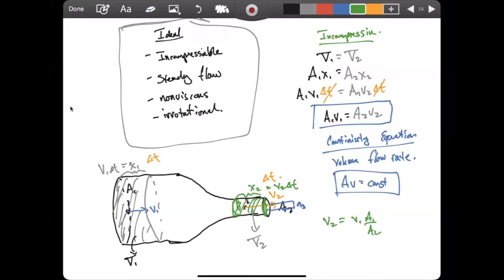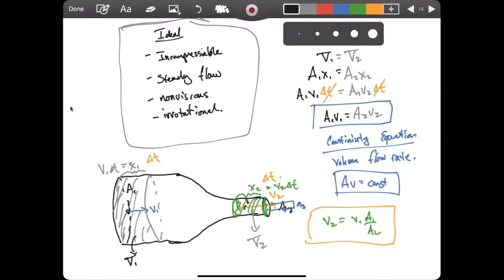Right? So that's what it says. So ultimately, what does this say? If I go back to my original A times V equal to a constant, if A goes up, V has to go down to preserve the fact that it has to be a constant, or if A goes down, V has to go up. Right? So ultimately what this means is, let's consider a garden hose.